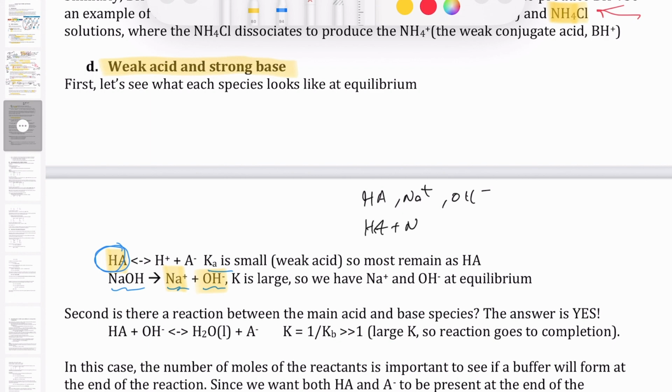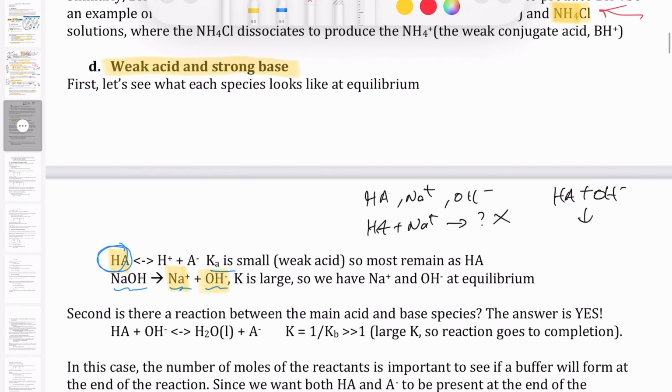Will HA and Na plus react with each other? The answer is no. Na plus is a neutral ion, HA is an acid. There's no reason for those to react with each other. What about HA with OH minus? Well, here there's going to be a reaction because HA is an acid, OH minus is a base, so you're going to form water and A minus as the other product. And then we're going to see whether that's something we need to worry about or not in a sec.